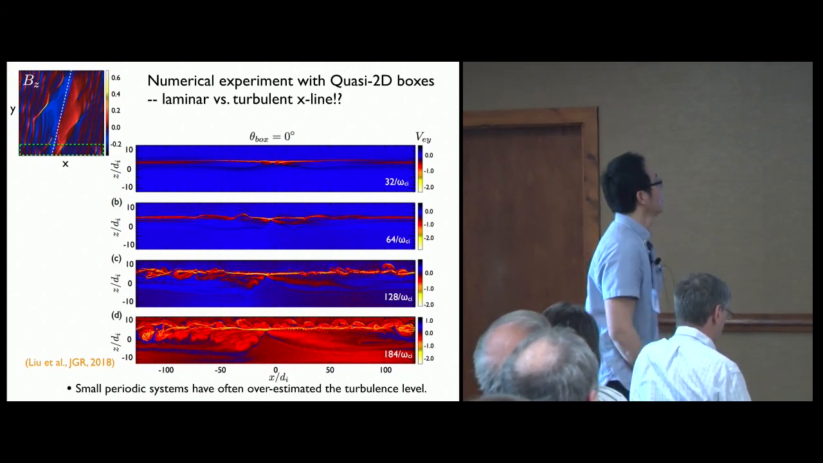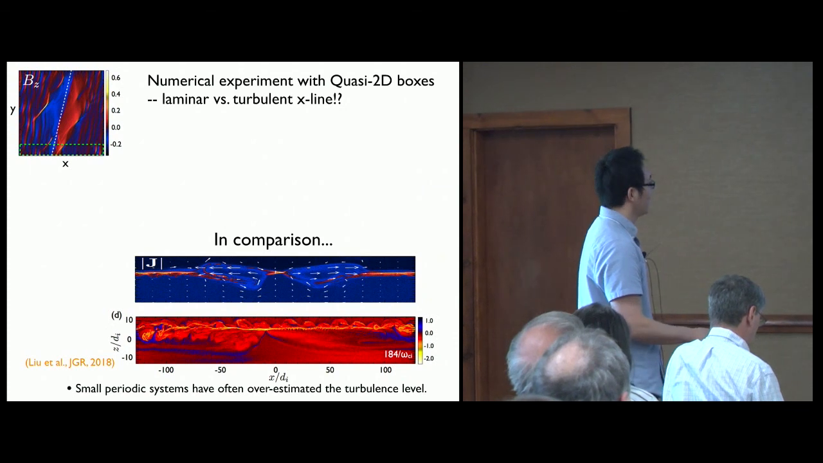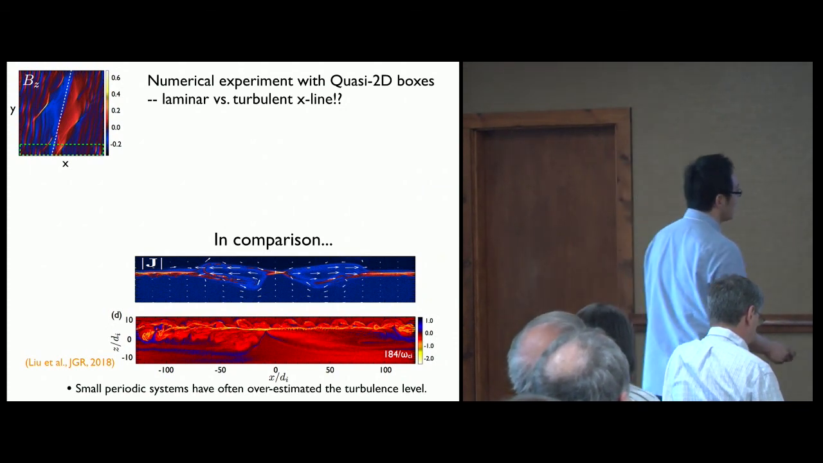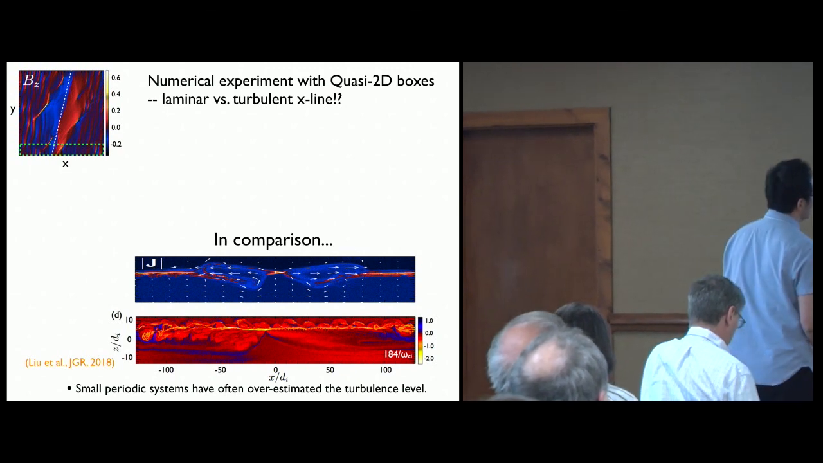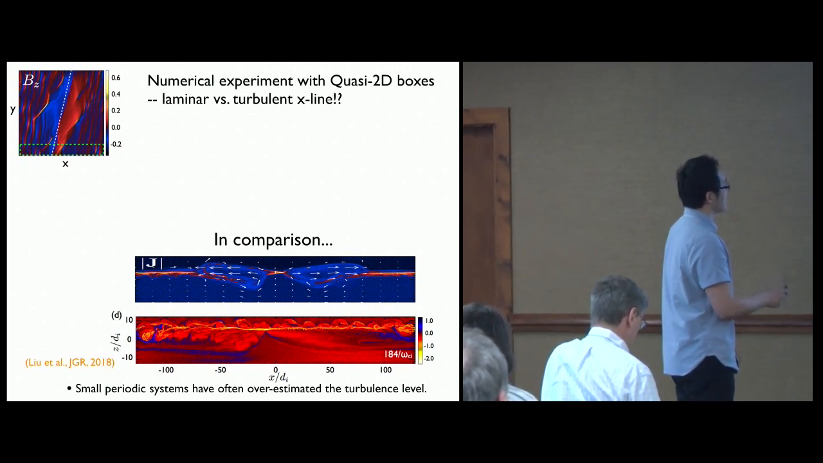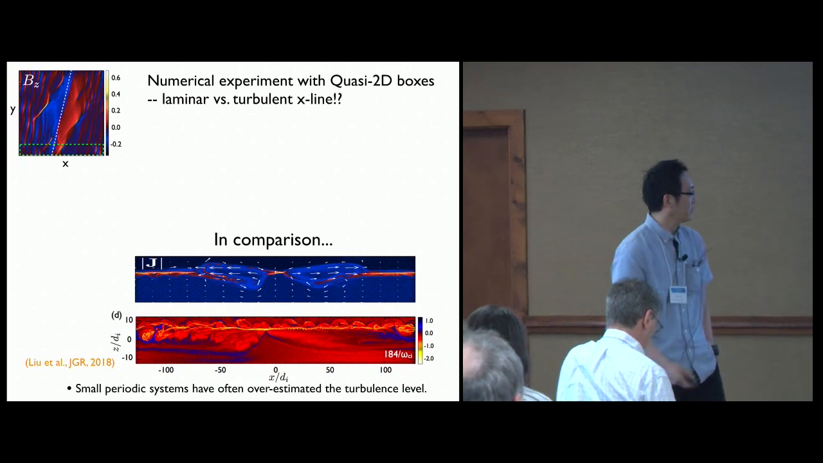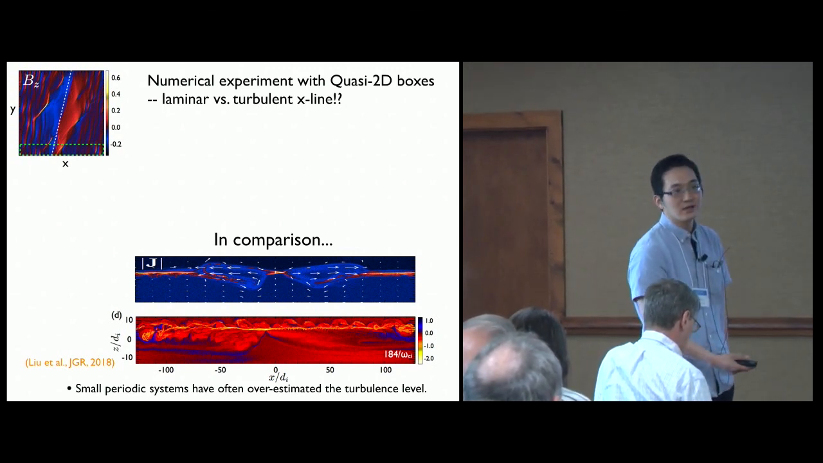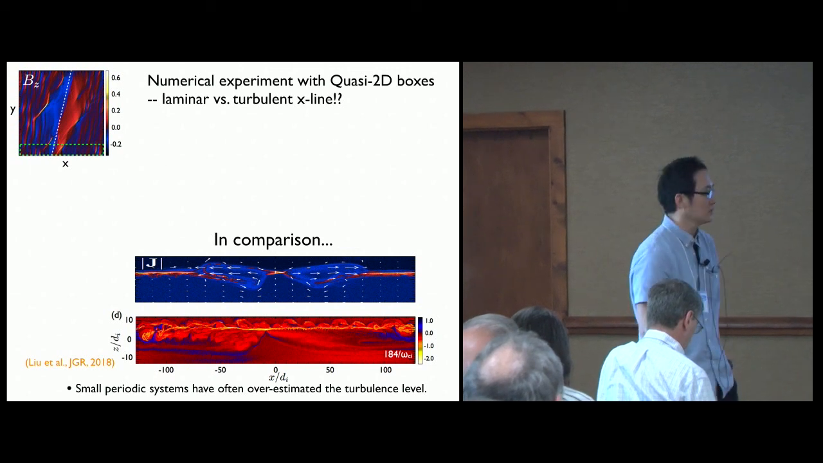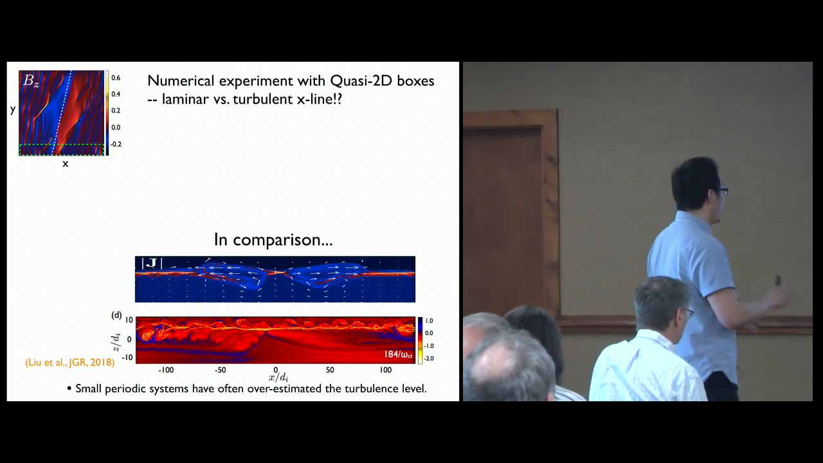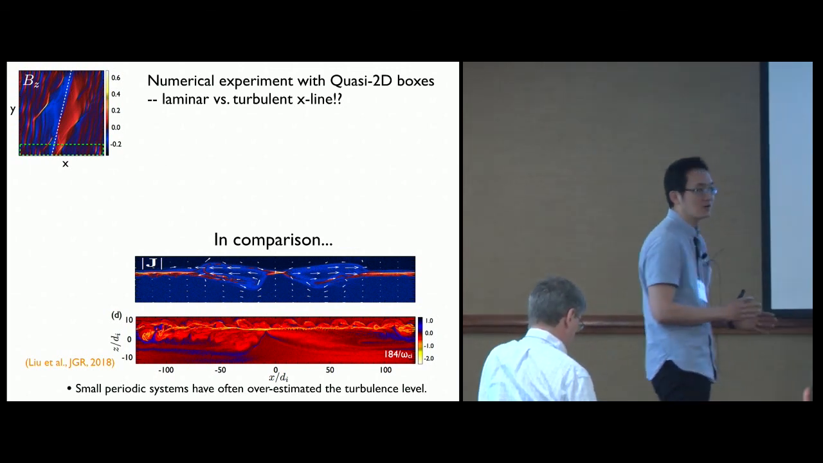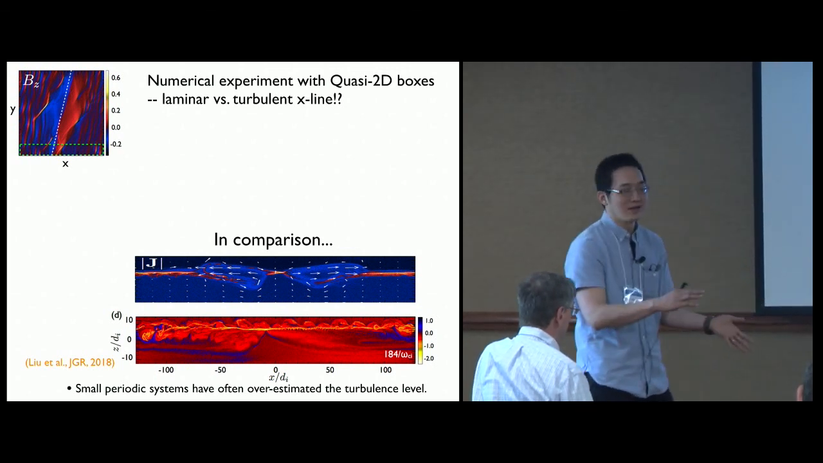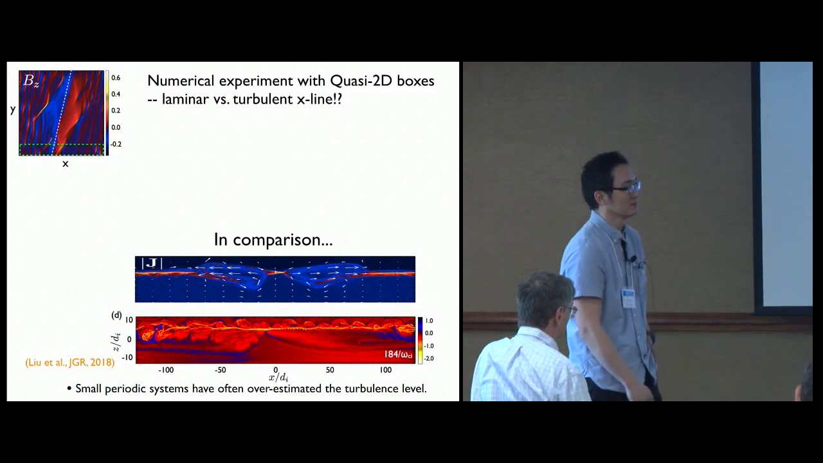Okay? So in comparison, what we had before is very laminar, and here it's very turbulent. So we conclude that this is due to the boundary effect. Small periodic systems often overestimate the turbulent level. And it's another reason that justifies why we need to use Blue Waters, because we have a lot of previous simulations by other groups using small periodic systems, and they see very turbulent reconnection.